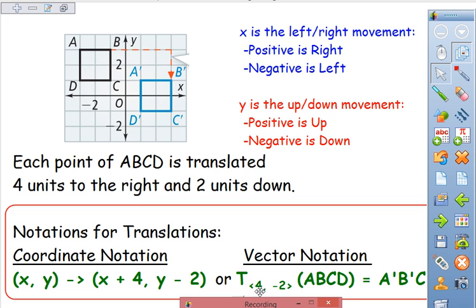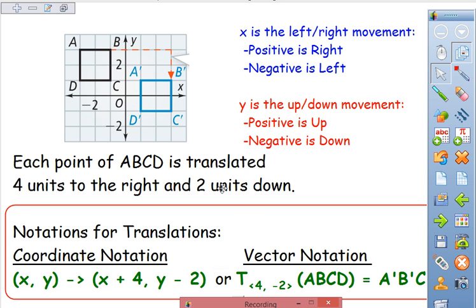Vector notation is using a vector. So when I put these bars in here, that's a vector, the way that you would write a vector. The first number says forward 4, and the second coordinate means to go back or down 2. So forward 4, down 2, same thing that our coordinate notation says. So again, a capital T and then a small subscript vector ⟨4, −2⟩.